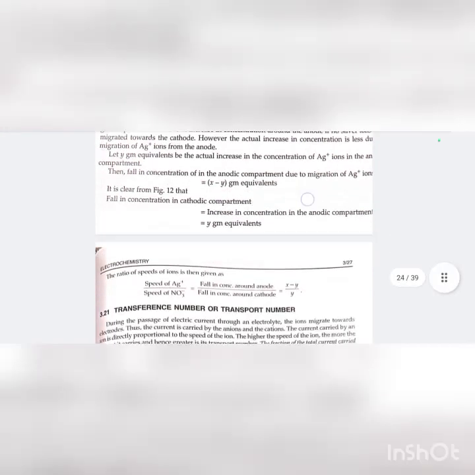Let Y gram equivalents be the actual increase in the concentration of Ag positive ions in the anodic compartment. Then the fall in the concentration in the anodic compartment due to the migration of Ag positive ions is equal to X minus Y gram equivalent. The fall in concentration in the cathodic department is equal to the increase in concentration in the anodic compartment, which is equal to Y gram equivalent. The ratio of speed of ions is given as speed of Ag positive divided by speed of NO3 negative, which is equal to X minus Y divided by Y.